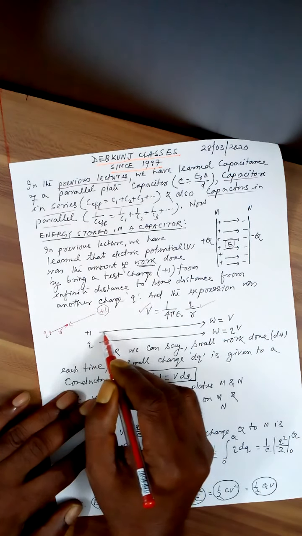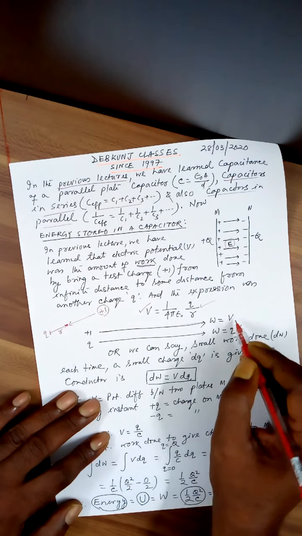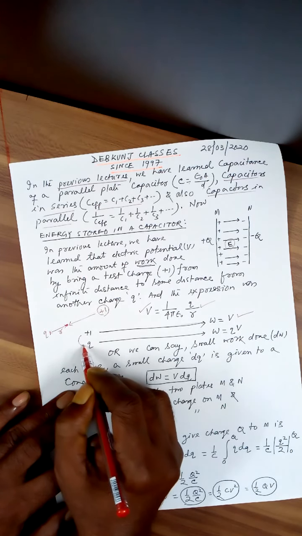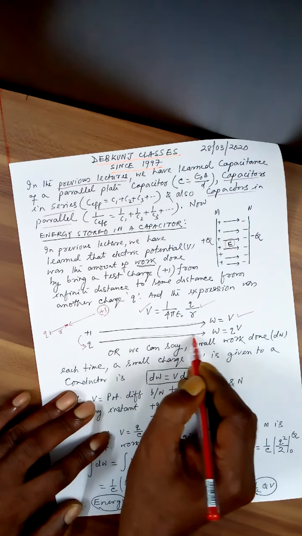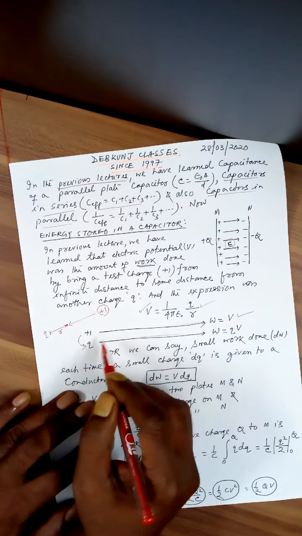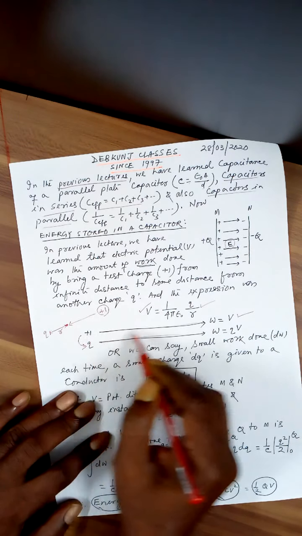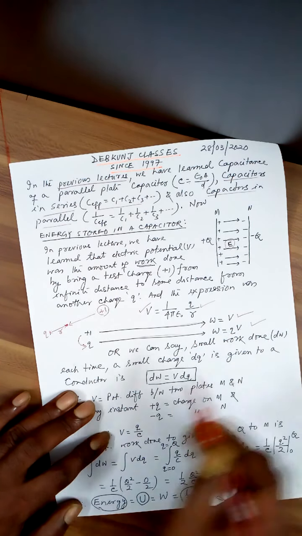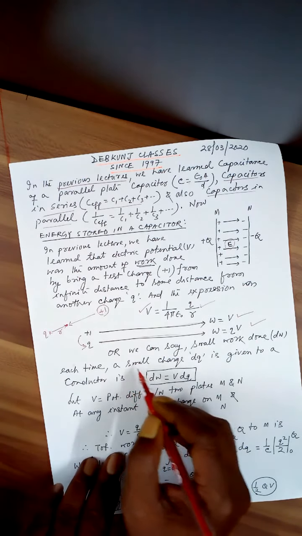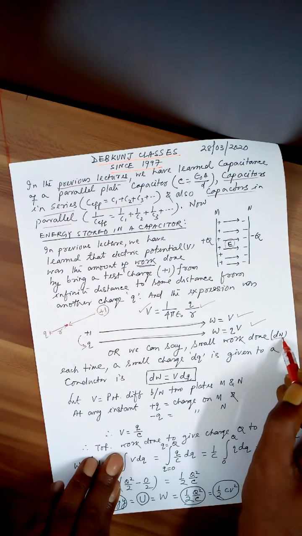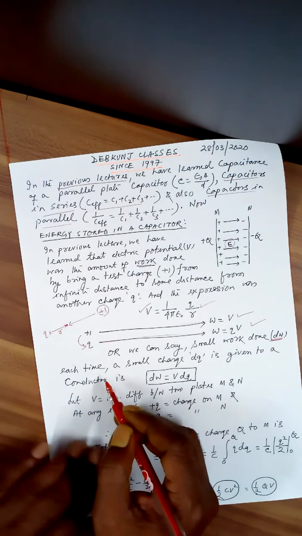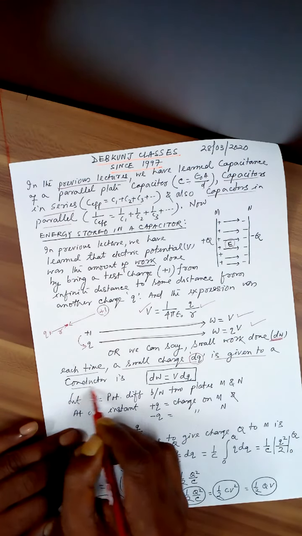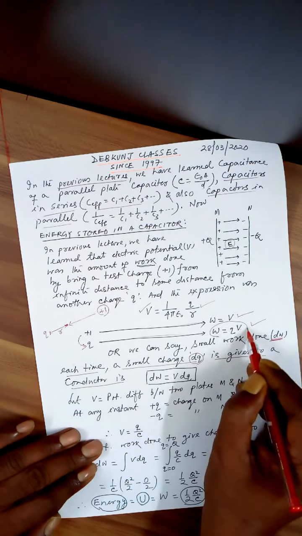By bringing unit charge, the amount of work done W is called V. So by the unitary method, instead of 1 unit of positive charge, if you bring Q amount of charge, then the amount of work done will be Q times V. 1 unit of positive charge, the work done is V; if you bring Q amount of charge, then the work done is equal to Q times V. Or you can say that the small amount of work done dW, each time a small charge dq is given to a conductor, is given by this expression.